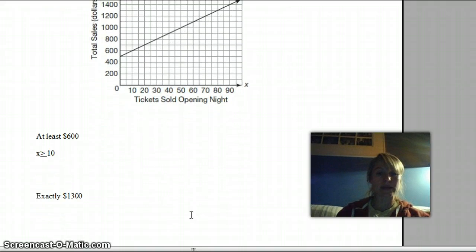And then just this one, exactly, you need to remember exactly is your equals. So if we look at this, this is 200, therefore this must be going up by hundreds. So we have 1200, 1300, we're going to go across for 1300 and down, and it says exactly, so that should be x equals, what did we say that was?